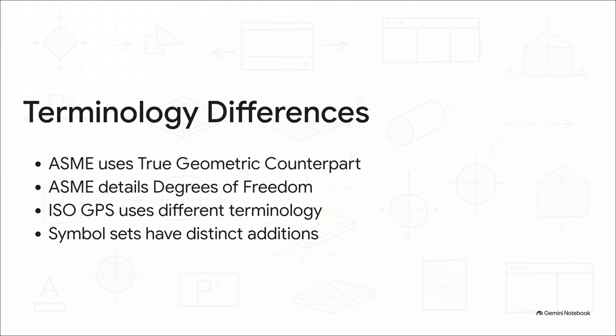ASME relies super heavily on true geometric counterpart in Section 7.5 and strictly details degrees of freedom constraints, translation and rotation, over in Section 7.2. Meanwhile, the ISO side requires a whole different vocabulary for datum feature simulators and constraint logic. And to top it off, the symbol sets themselves have distinct additions. ISO has very specific symbols for things like the independency principle or dynamic profiling that either look totally different or just straight up don't exist in the same way in the ASME ecosystem. You can't just read the shapes anymore, you literally have to know which dictionary they came from.